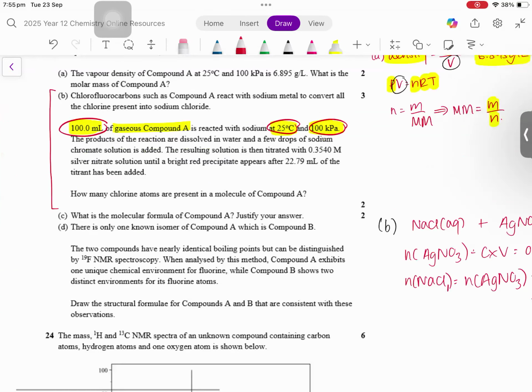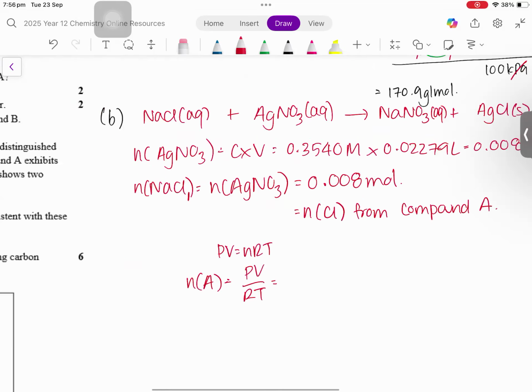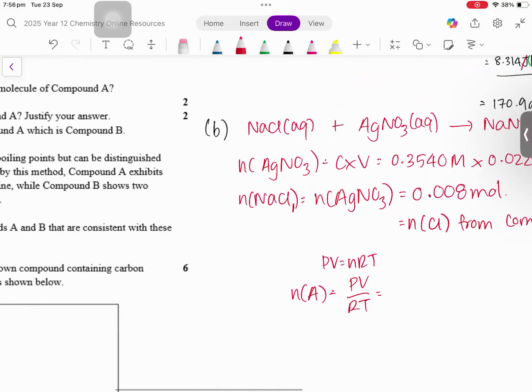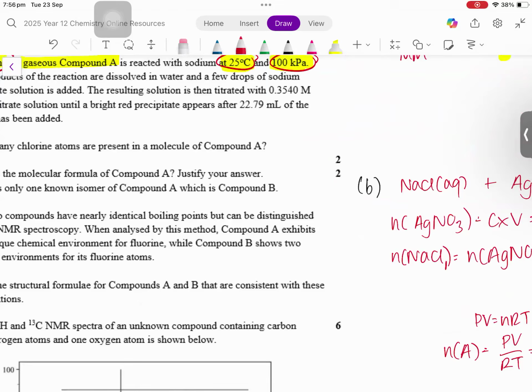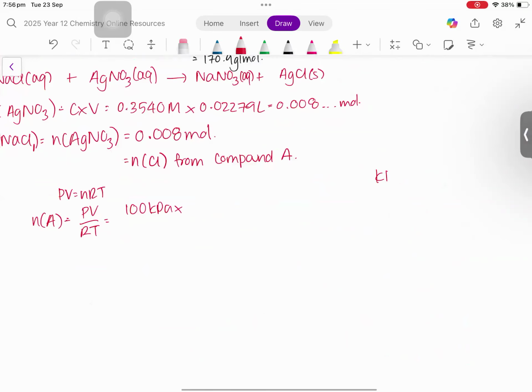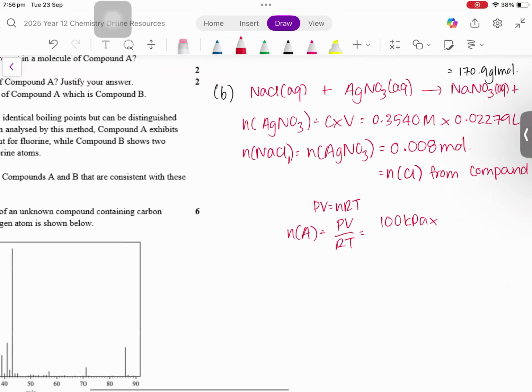Okay, so let's leave this for now. That's the moles of chlorine, but I need to know how many moles of compound A that came from. So PV is nRT. N of compound A is PV over RT. That's just me rearranging the equation. The pressure was 100 kPa. Guys, if you're going to use pressure in kPa, volume has to be in liters. Your two options are kPa with liters or Pa with m3. You're not subbing in mils. They told me it's 100 mils, so I'm going to sub it in as 0.1.